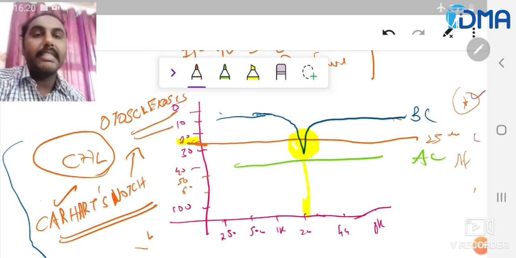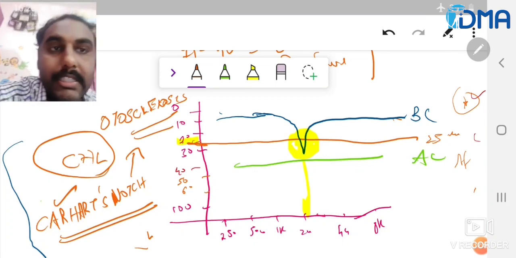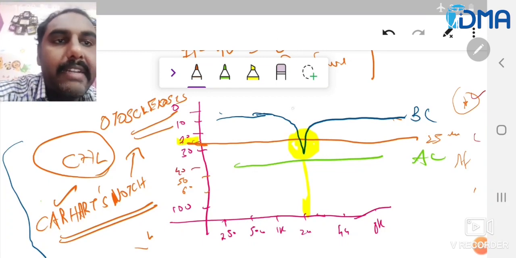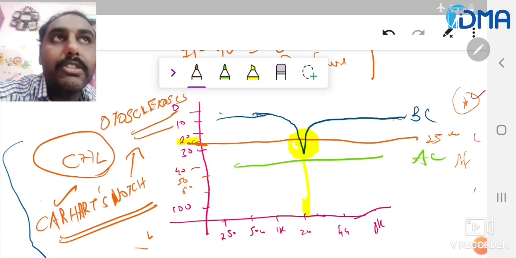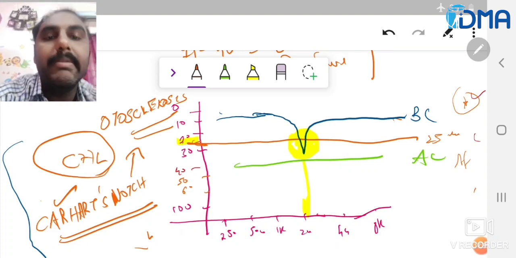A very important image based MCQ. They may give a picture like this and ask you what is the diagnosis. That will be a conductive pattern with a dip in bone conduction at 2000 Hertz. Or they may give a differential diagnosis also. What cannot be a diagnosis in this kind? And what is the notch? This can be an MCQ also.